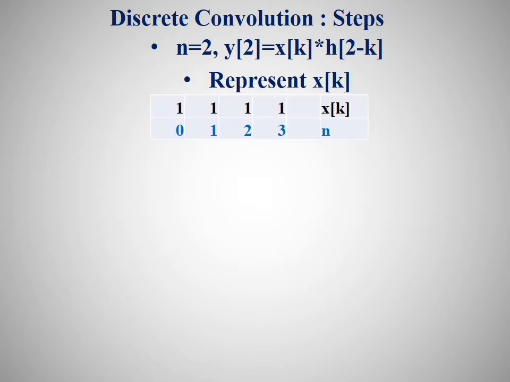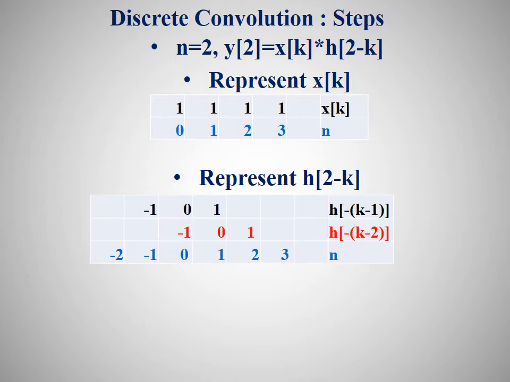So let us go back and represent x of k as is the normal practice. At n equal to 0 it is 1, at n equal to 1 it is 1, at n equal to 2 it is 1, and at n equal to 3 also it is 1. Next, let us represent h of 2 minus k. When we want to represent h of 2 minus k, we need to start from our previous step, which is h of 1 minus k or h of minus of k minus 1.